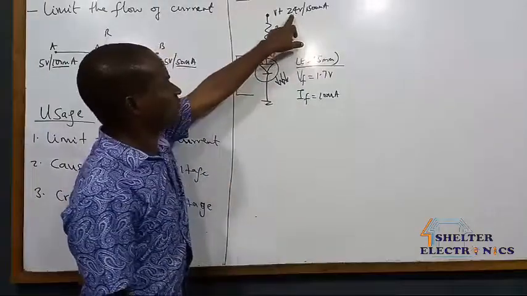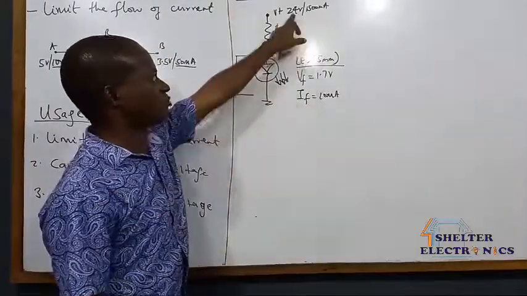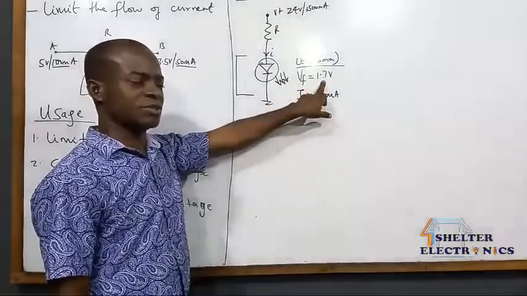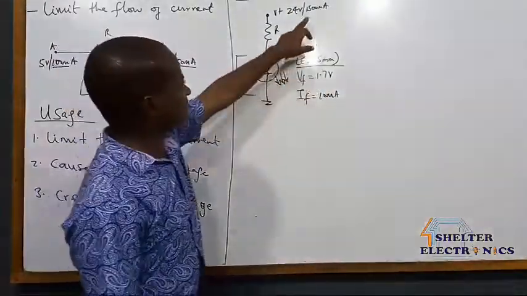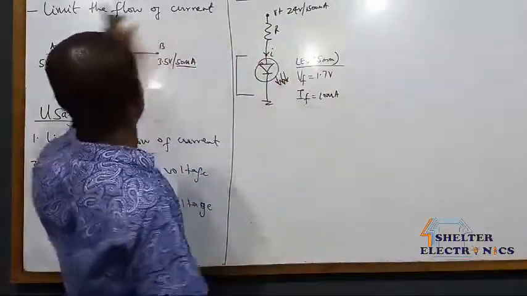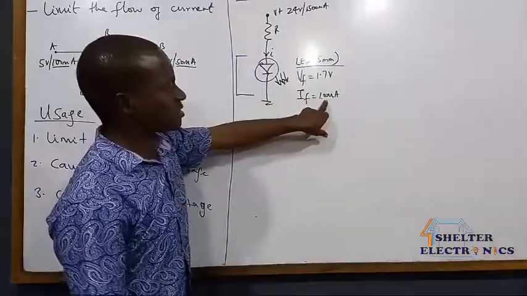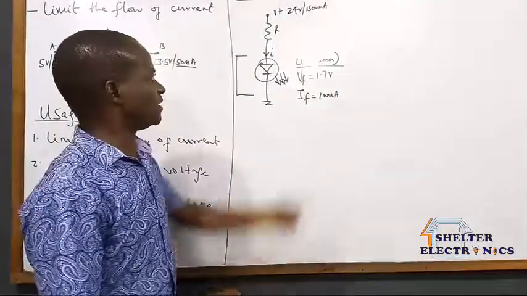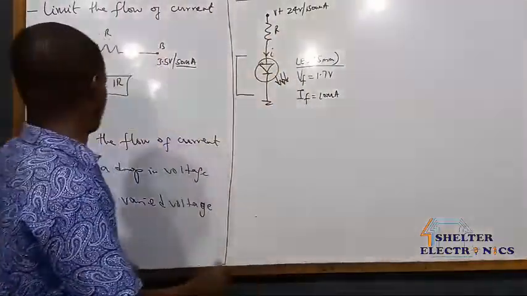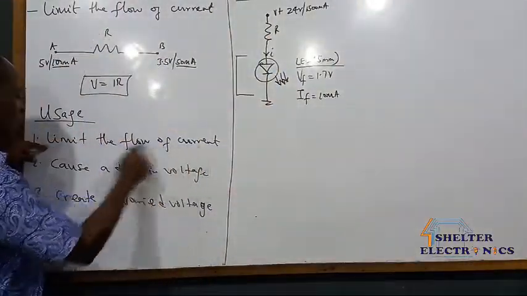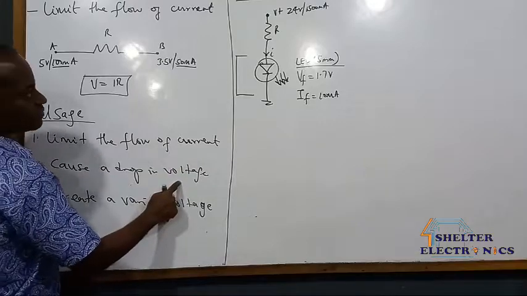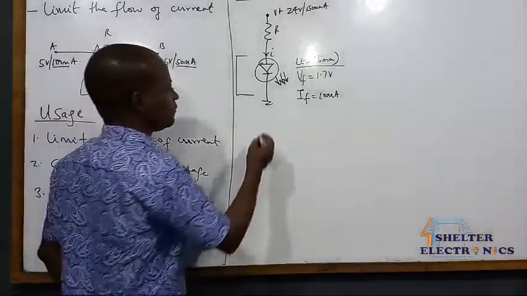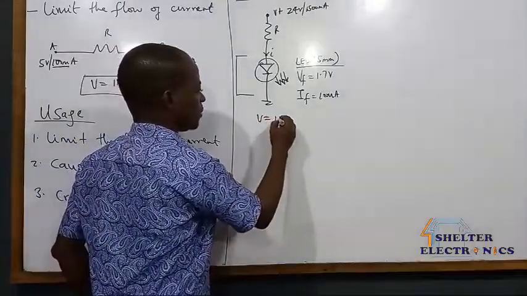to drop the voltage getting to the LED from 24 volts to not more than 1.7 volts and limit the current flow to 10 milliamps from 1500 milliamps. So the resistor used in this circuit will be limiting the flow of current and causing a drop in voltage. To help us get the value of the resistor, we'll apply Ohm's law rather.